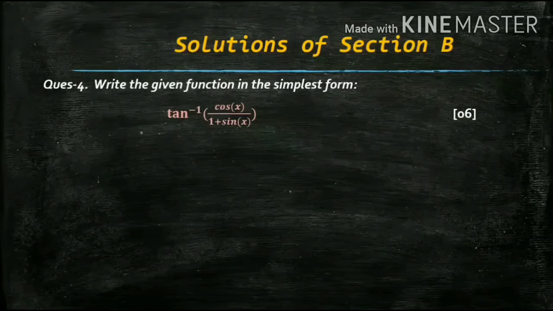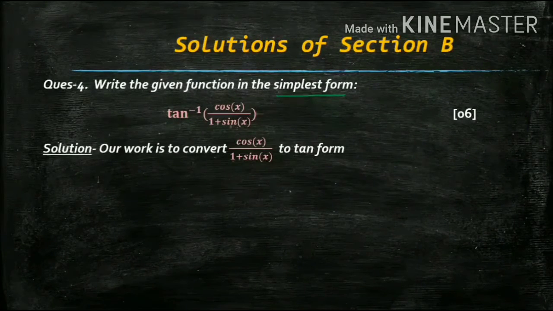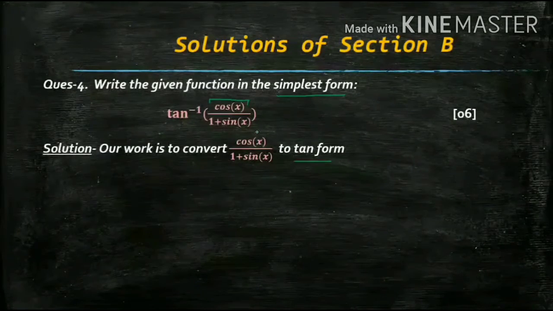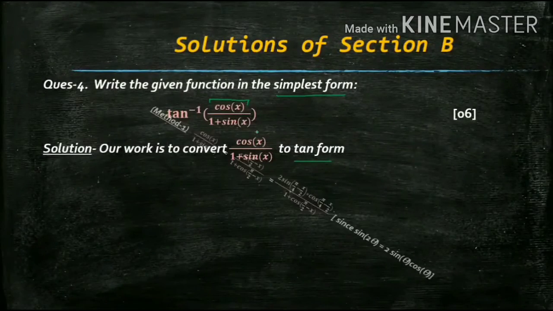Now, this question you have to write in the simplest form. I hope most of you have left this question, but let me tell you, this is also an easy question, just using some trigonometric properties that you have known earlier. Okay, let's see. So our task is, in order to convert it into simplest form, to convert this inside term in tan form, so that we can use the property tan inverse of tan theta. So let's see how we convert.